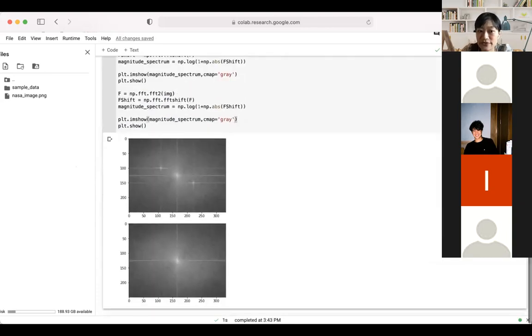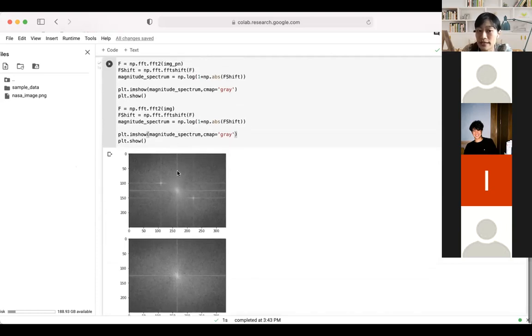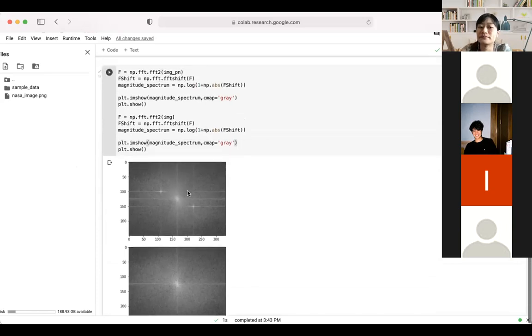And how is it actually different? Yeah, so this is actually the Fourier transform of the original image, and this one is the image that has been affected by noise. So you see the difference, right? Yeah. So that's why we will be able to remove the noise in the next lecture. In the next lecture. Yeah.